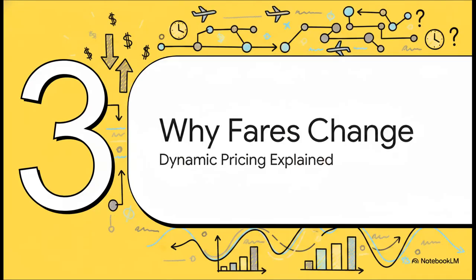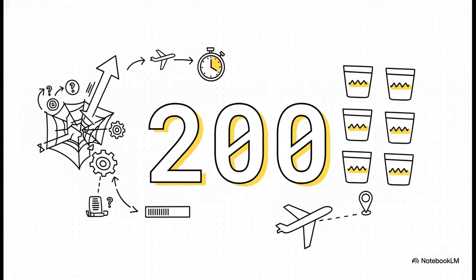Section 3. Why fares constantly change. Dynamic pricing. If you've ever felt like the pricing algorithm is actively out to get you, consider this number: 200. That is the staggering number of times per day algorithms reprice fares on major routes. It's crazy. Every flight is divided into these things called fare buckets. When the cheapest bucket sells out, the next one opens up at a higher price. Depending on competitor activity and exactly how many seats are left, the airline systems are making adjustments constantly.